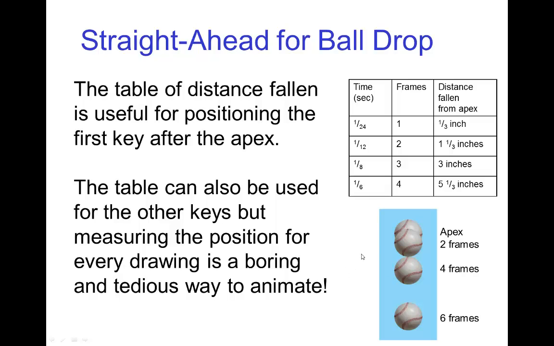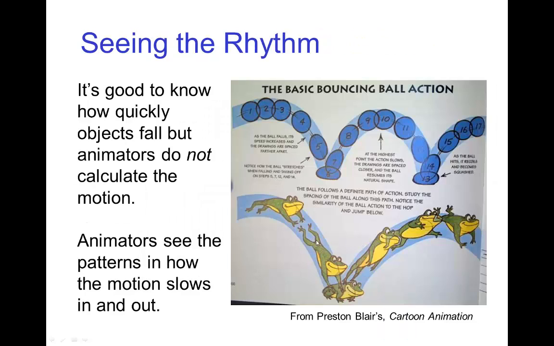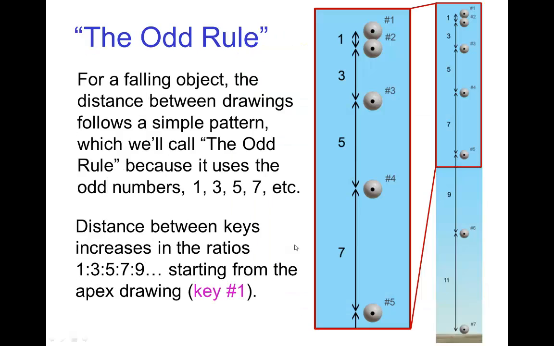But you know, this would be a very tedious, boring way of animating. And certainly, animators don't approach motion in this highly mechanical way. It's not about calculating these distances and measuring them out. It's more important to see the rhythm that is seen in the motion. What kind of rhythm do you find in the timing and the spacings? So to help you see that rhythm, it's helpful to know the odd rule.